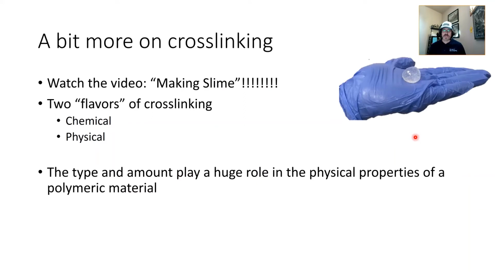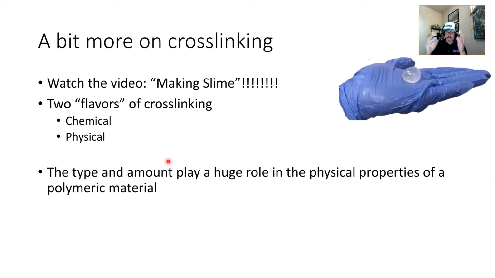A bit more about cross-linking. Please watch the video Making Slime. Here's someone's hand, a former student from years ago making slime, and there are different variants of making slime. In the video Making Slime, we're using polyvinyl acetate. This is making slime from polyvinyl alcohol. So think about two flavors of cross-linking: chemical and physical cross-linking. The type of cross-linking and the amount of cross-links play a huge role in the physical properties of a polymeric material.